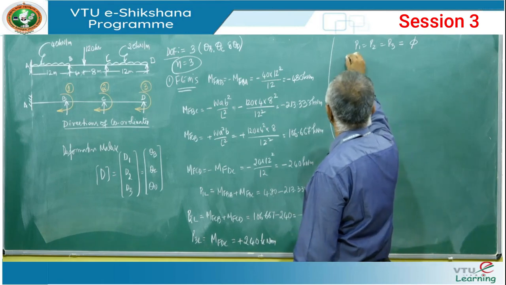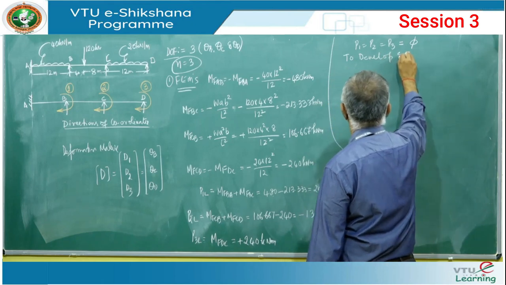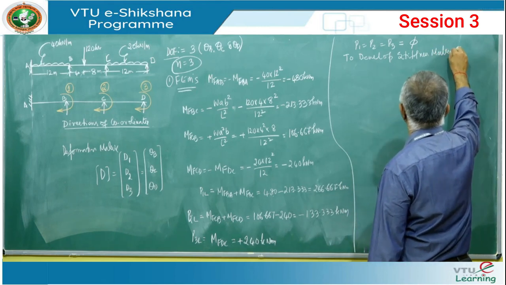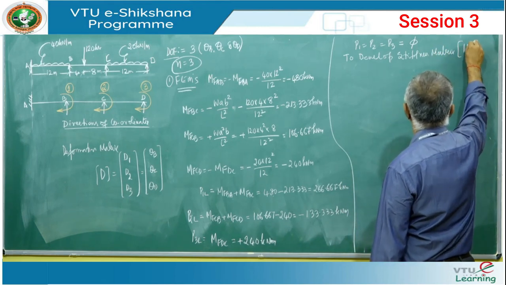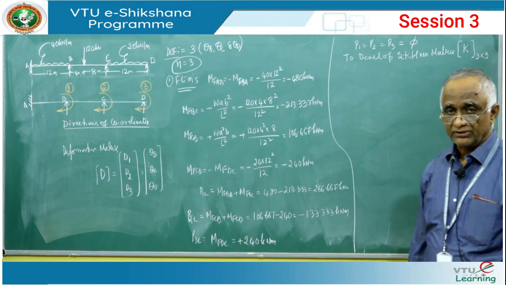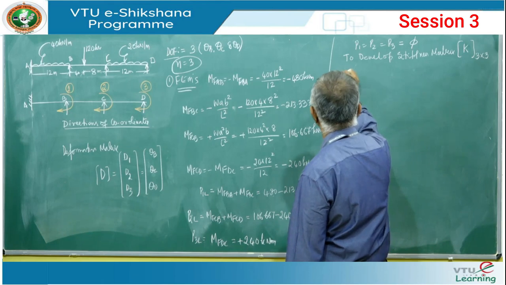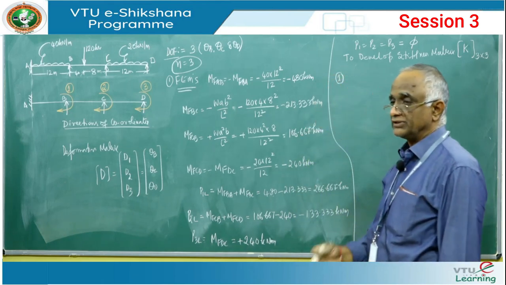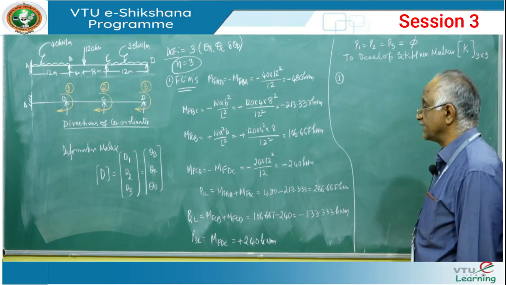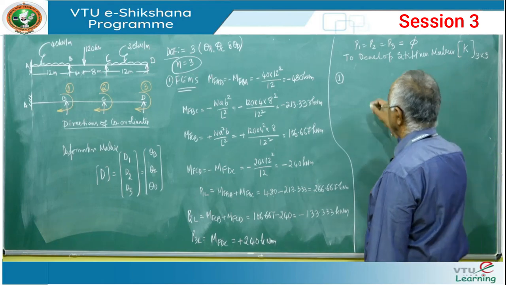So, to develop the stiffness matrix, that is your K, the size is 3 cross 3 because n is 3 here. So first step, you will get 3 columns in that matrix because it is 3 cross 3. There are 3 steps involved to find out the 3 elements of the first column, second column and third column.